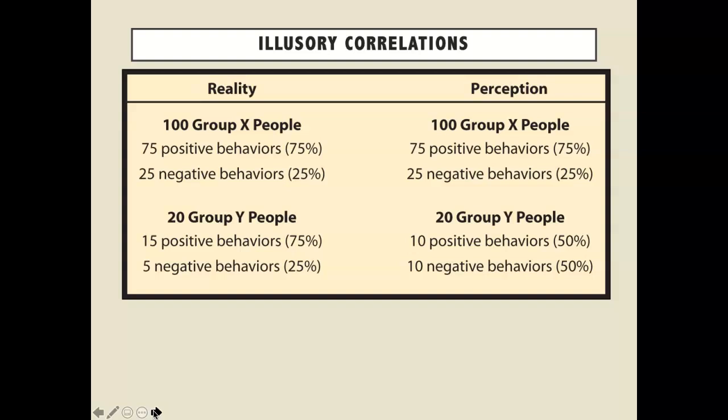When you read about the Group X and Group Y people, a behavior is described for each of them. In 75 of the 100 cases, the Group X people perform a positive behavior. A minority of them, 25, engage in negative behaviors. Now with the Group Y people, you've got 15 who engaged in positive behaviors and 5 who engaged in negative behaviors. And notice that the percentages are the same. Three-quarters of the Group X people are, quote, good people. They did positive things. 75% of the Group Y people did positive things. It's the same.